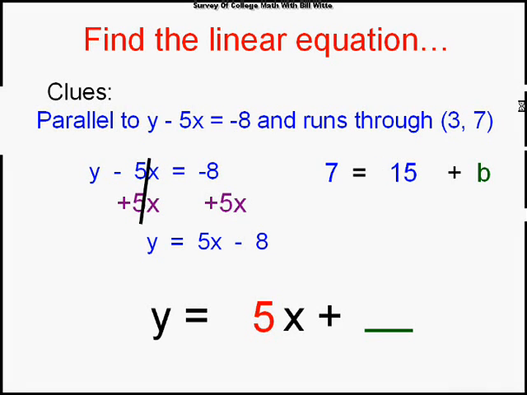And I get 15 plus something is 7. Let's solve, and I get b. B must be negative 8. And there it is.